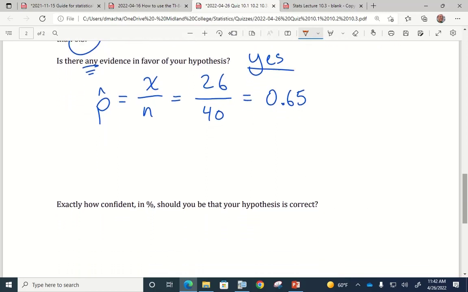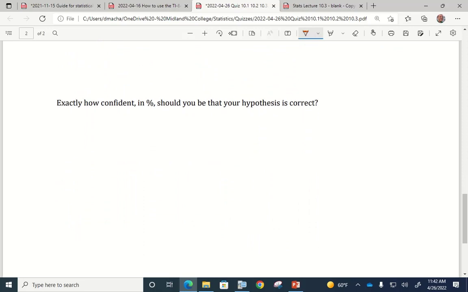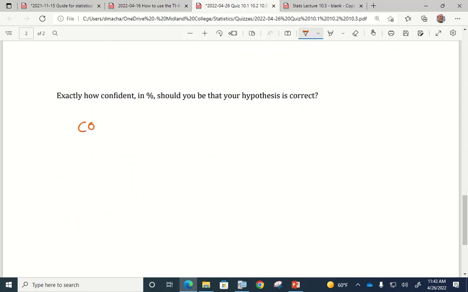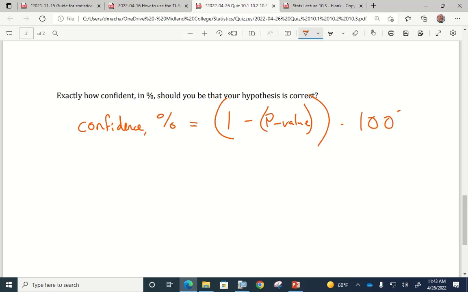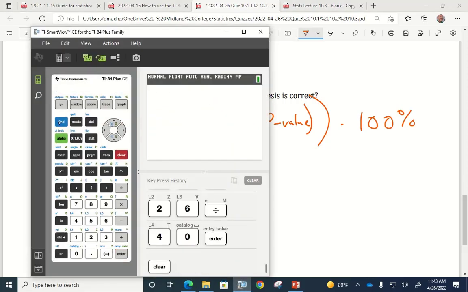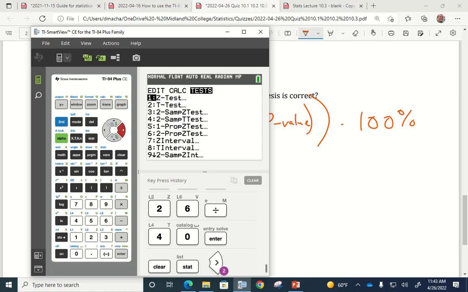So the next question says, exactly how confident should you be? Well, my level of confidence is always going to be 1 minus my p-value times 100%. So I first have to calculate my p-value, and I'm going to do this in the calculator. I'm going to go to stat, then over to test, and choose number 5, because number 5 is a 1 proportion z test.